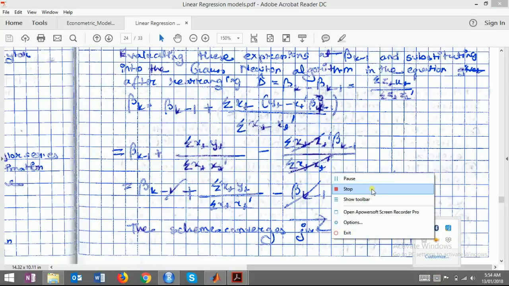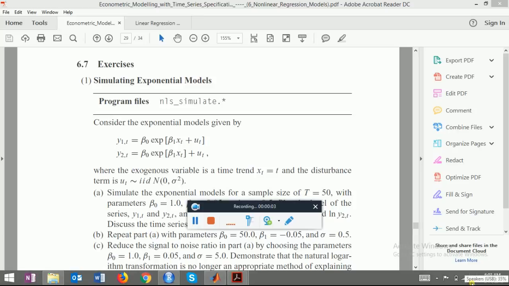Okay, we have studied up until now. We can proceed to solving some of the problems. So the first problem is simulating exponential models.